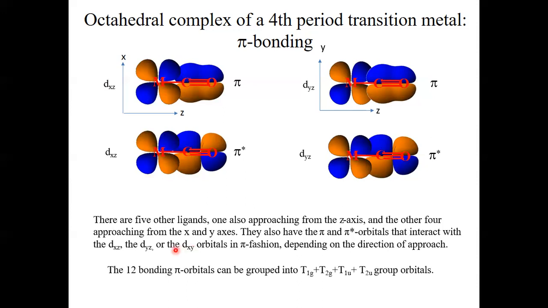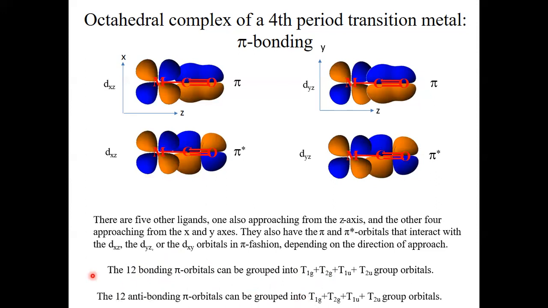All right, so now we would have to determine again the symmetry types of these 24 ligand orbitals. And we can do that determination separately for the 12 bonding pi and the 12 antibonding pi orbitals. So for the 12 pi bonding orbitals, we would find that they have T1g, T2g, T1u, and T2u symmetry. And for the 12 antibonding orbitals, we would find the same. Okay. So three of them would have T1g symmetry, three of them would have T2g symmetry, three of them would have T1u symmetry, and three of them would have T2u symmetry, and 4 times 3 gives also 12.